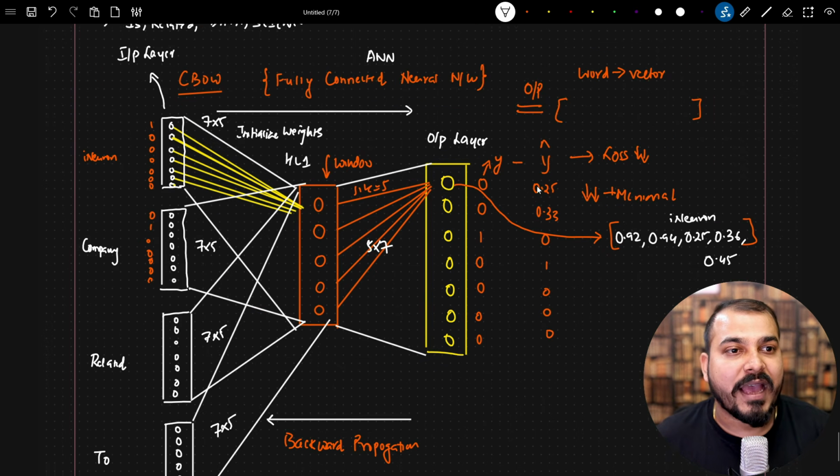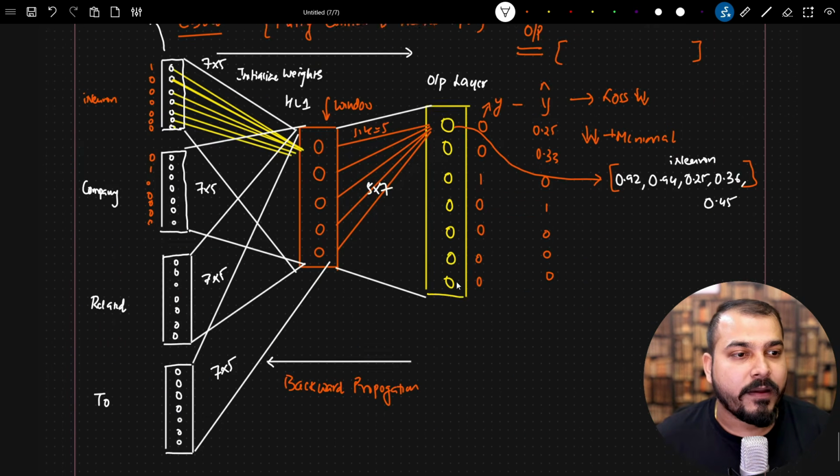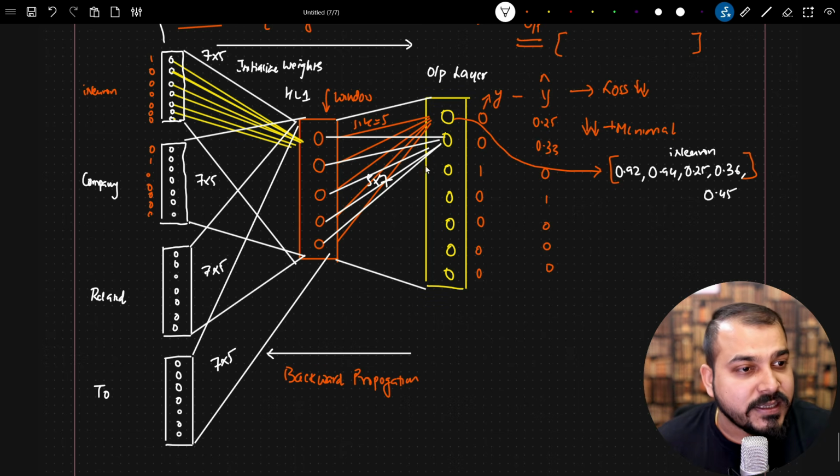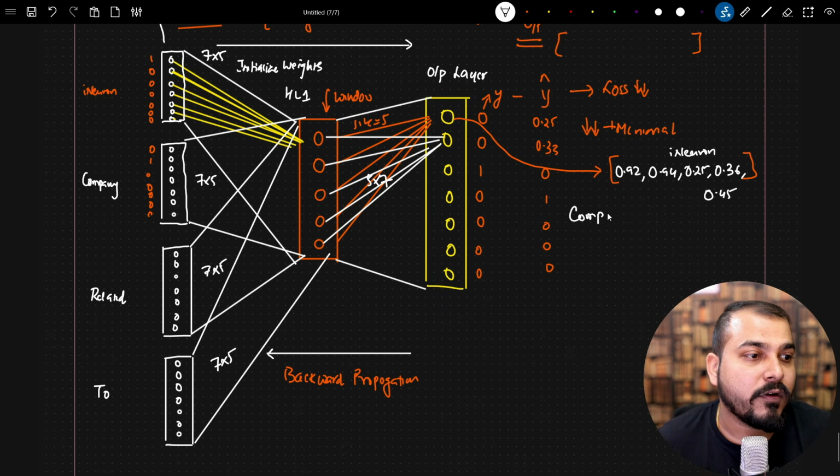The second word that we have in the vocabulary is company, right? This will again get connected to this, this will also get connected, and this entire set will be the vector for the company itself.